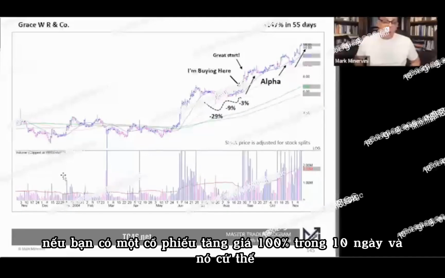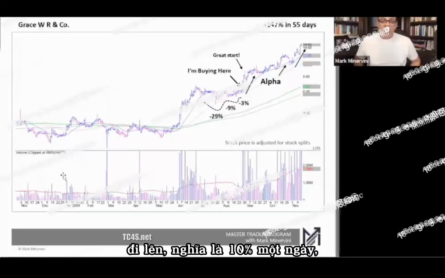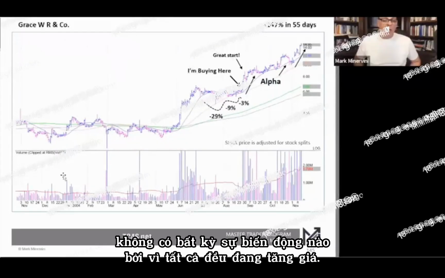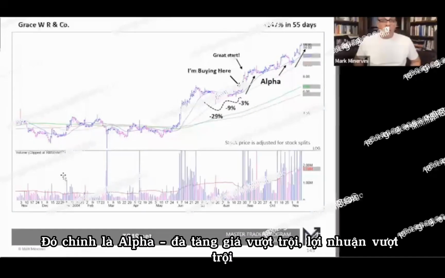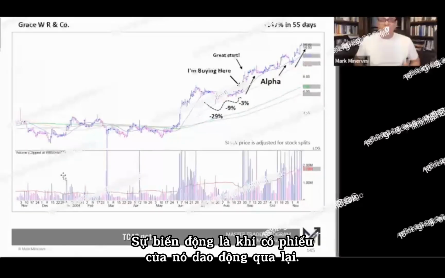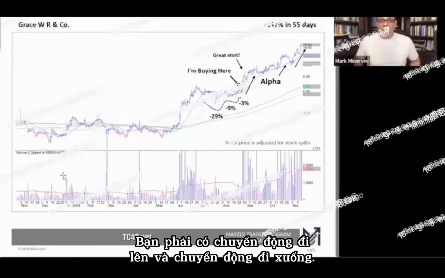Yeah, if you had a stock that went up 100% in 10 days, let's say up 10% a day for 10 days, and went straight up, and every day it closed up, there'd be no volatility whatsoever because it's all on the upside. So that would be all alpha, excess return. So volatility, as Mark said, has to cut in both directions. The volatility is when the stock is whipping back and forth. You have to have upward movement and downward movement.